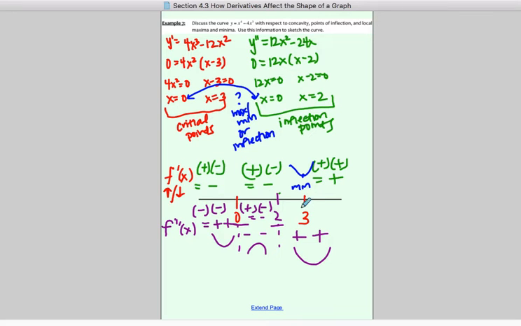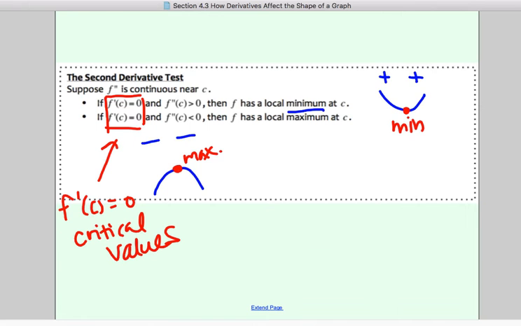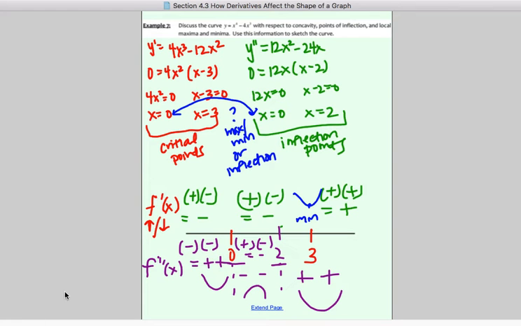And remember, this is basically what the second derivative test tells us. If you plug your critical value into your second derivative and it's positive, it should be a min. Does that support what I did? I plugged in 3 to here, I got out a positive number, and so it's telling me I should have a minimum, which is true.